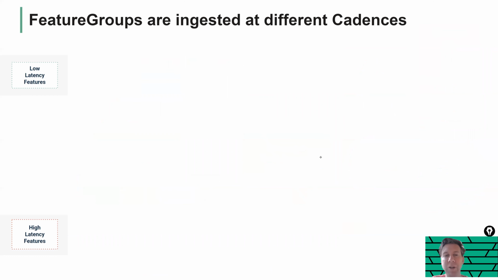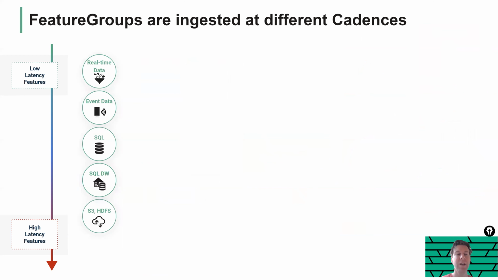So these feature groups are ingested at different rates or cadences. Feature groups that are updated very frequently, we call them low latency features. And feature groups that are updated infrequently, we call them high latency features.